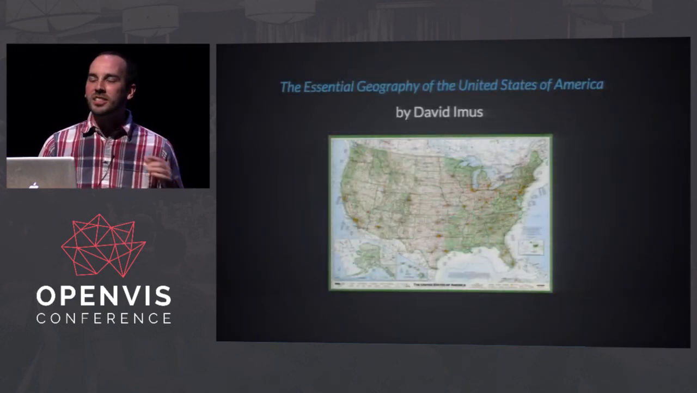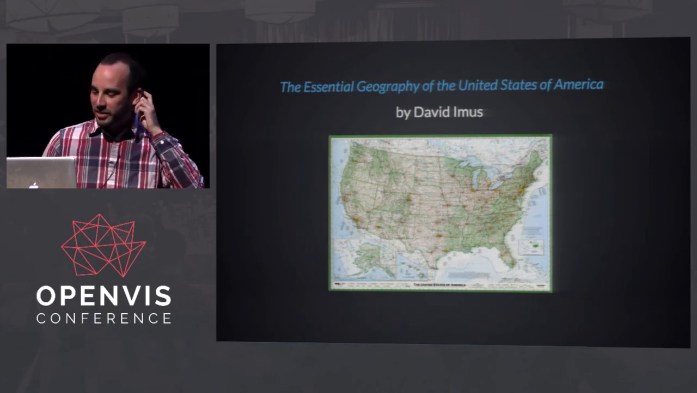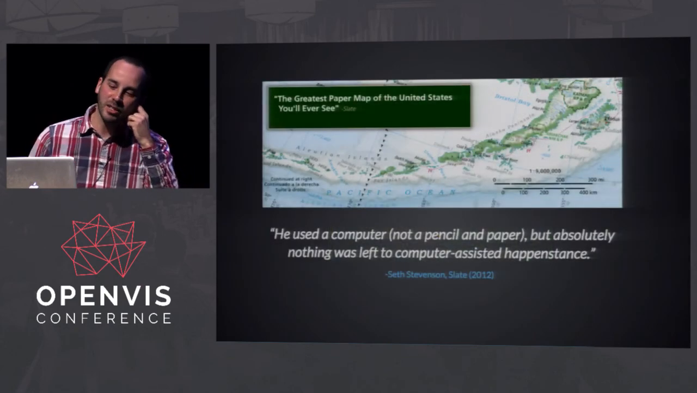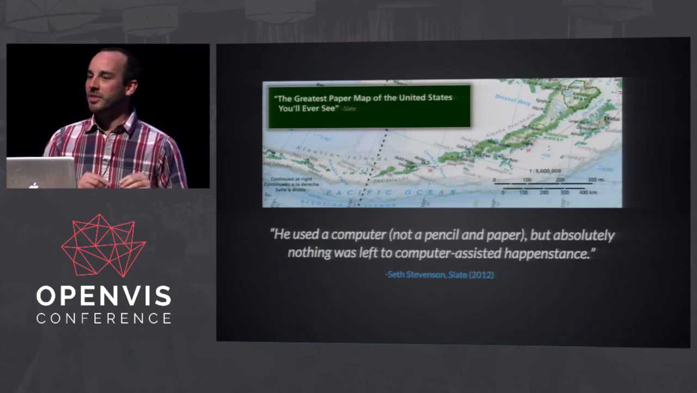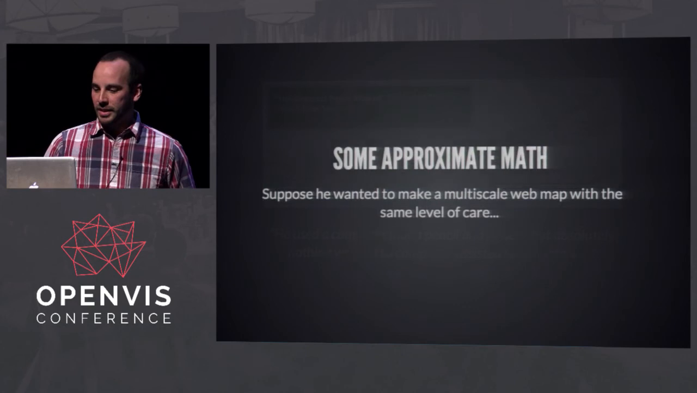So I want to do a little thought experiment here. This is a map that was around the internet a couple of years ago. This wall map, a reference map of the US by David Imus, is heralded as the greatest paper map ever. And it's a good modern example of that really human-designed map. Yeah, it's made on a computer, but.